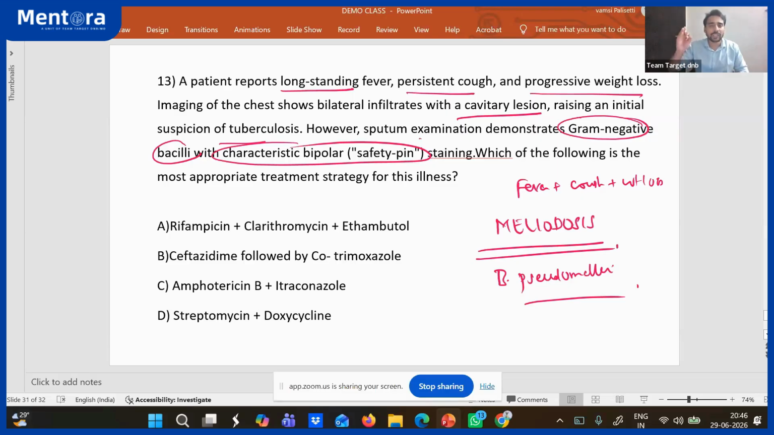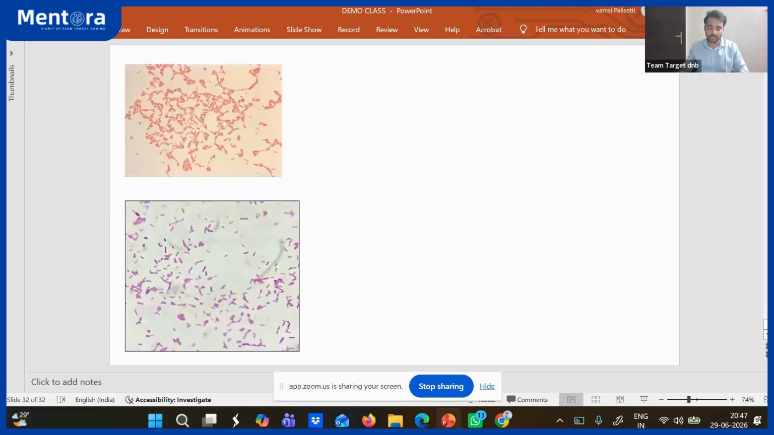Okay. So, what is the take-home message is melioidosis is one infection which usually presents like tuberculosis. It is a long-standing fever, persistent cough, cavitated lesion. But when you do Ziehl-Neelsen staining, it won't reveal any acid-fast bacilli. It will reveal gram-negative bacilli, and that bacillus is Burkholderia pseudomallei, which causes the disease called melioidosis. Okay, so let us discuss about this topic once very easily. So let us see Burkholderia.